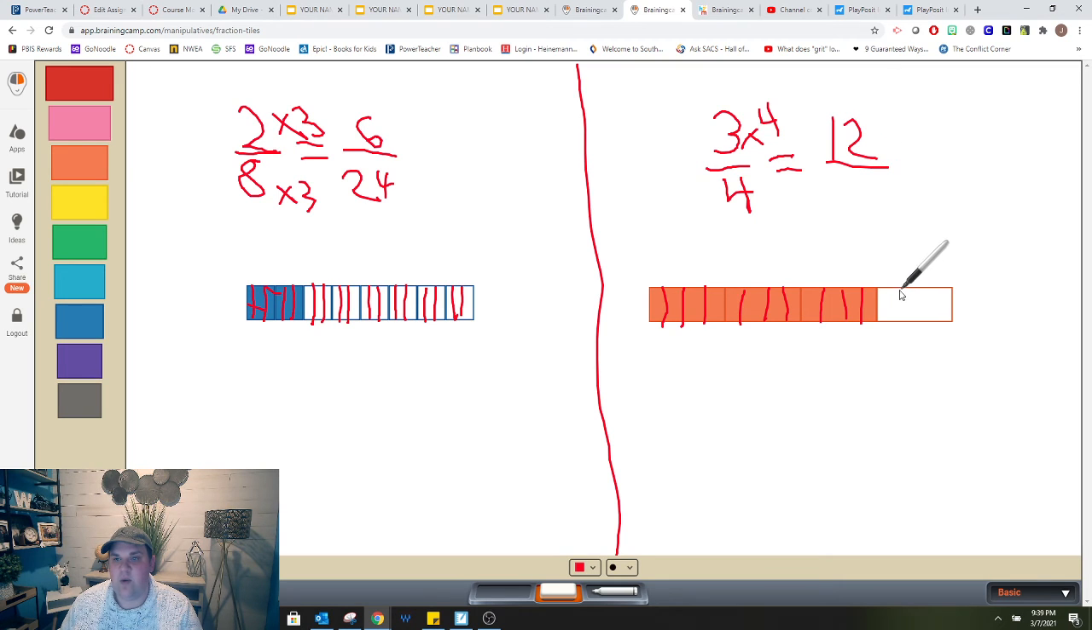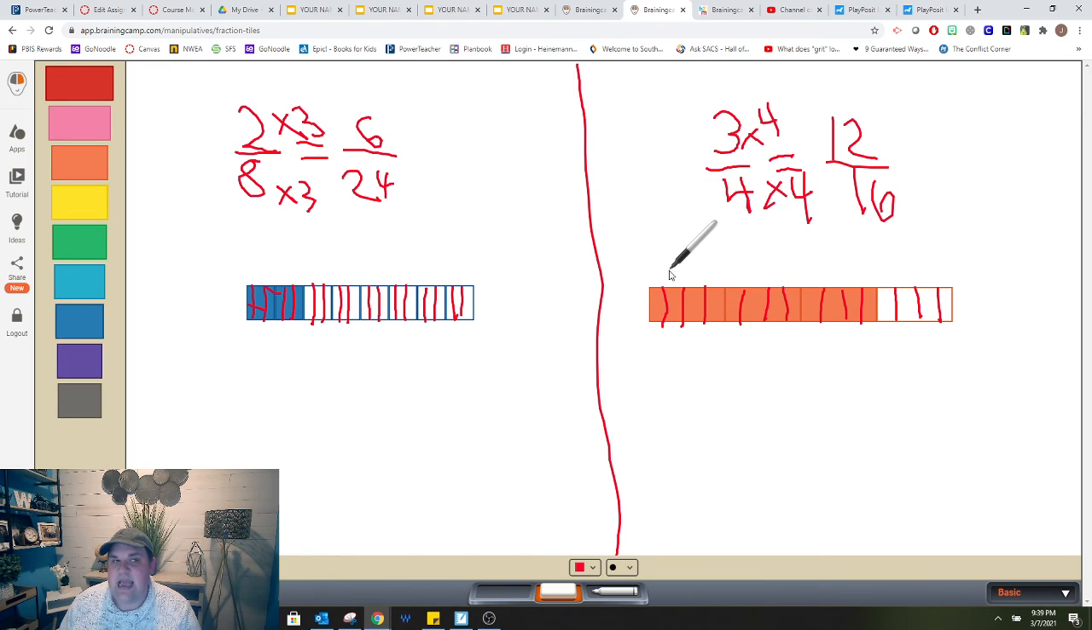Now if I were to keep going for the denominator so that all the pieces are the same size, I would multiply 4 times 4, and I should now have 16 pieces. 1, 2, 3, 4, 5, 6, 7, 8, 9, 10, 11, 12, 13, 14, 15, 16. And this is an equivalent fraction to 3/4 because it takes up the same amount of space, even though the size of the pieces are different.